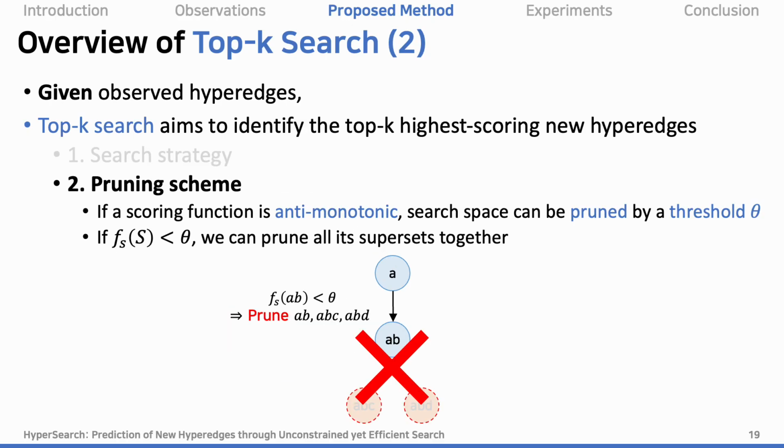The key idea of our pruning strategy is to exploit the anti-monotone property of the scoring function. Once a candidate's score falls below the threshold, any superset of the candidate cannot exceed the threshold either. For example, if the score of candidate AB is below the threshold, we can prune all supersets of AB from the search space. This allows us to safely prune not only the candidate itself, but also its entire subtree, significantly reducing the search space.